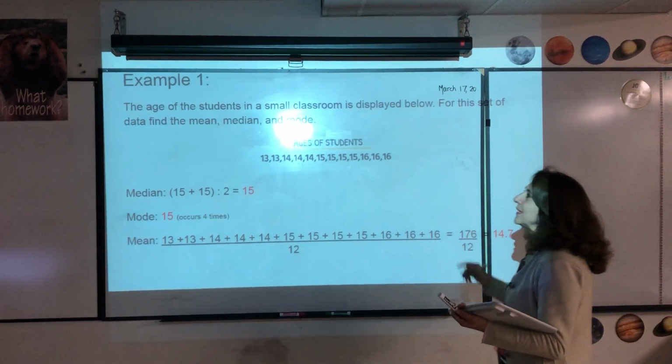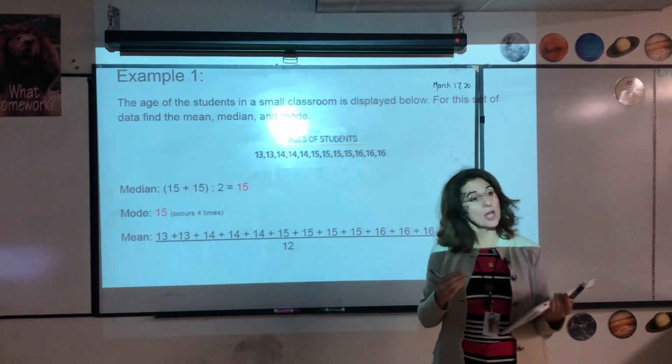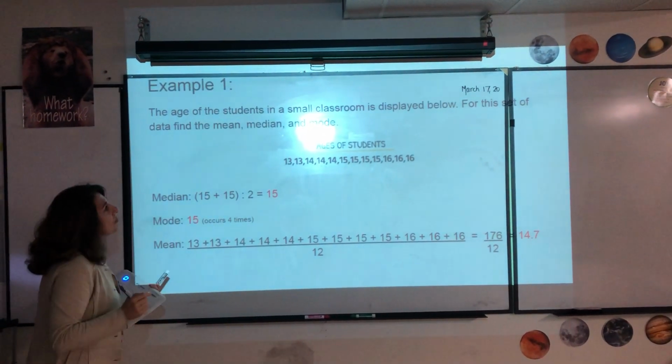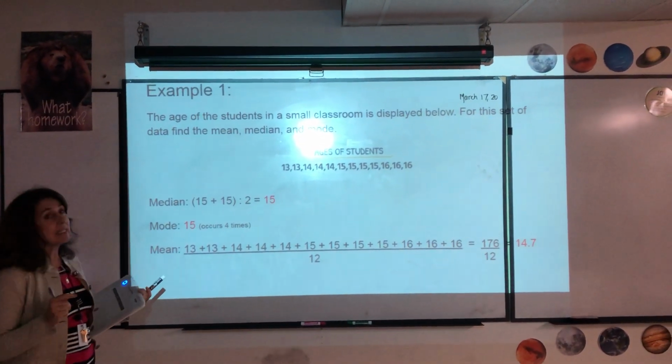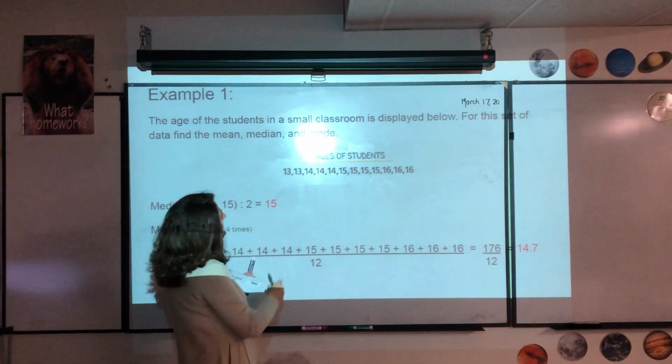So here we go. One example of how to work that in order so you don't get lost. Let's see. The age of the students in a small classroom is displayed below. For this set of data, find the mean, median, and mode. Here's the age of the students.